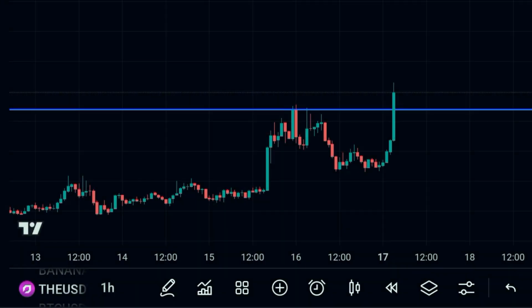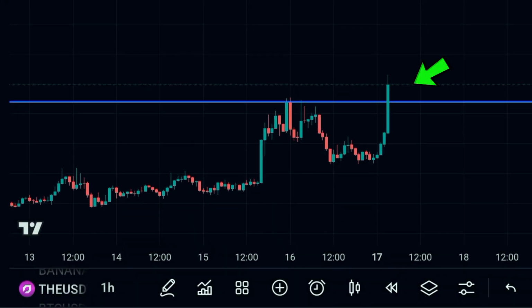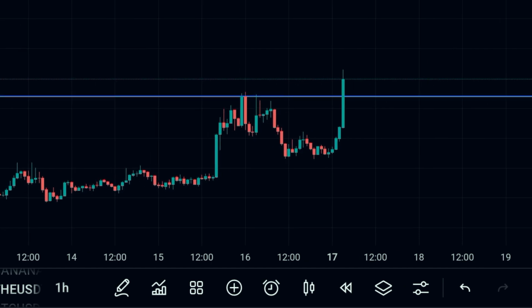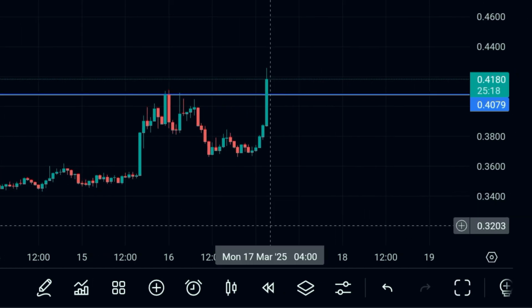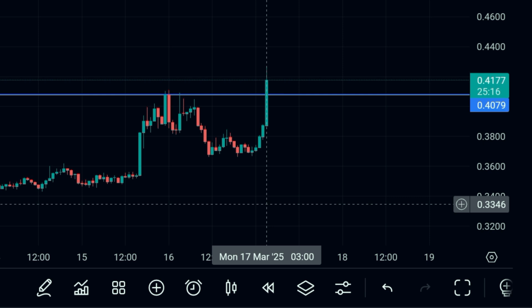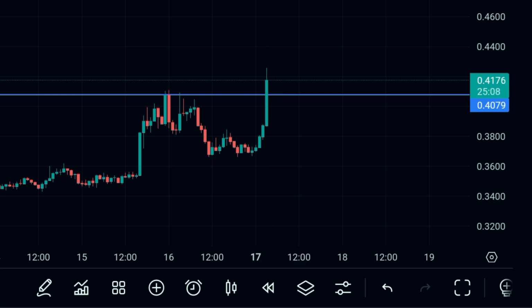After 13 hours, on March 17th, the price hits my target. This coin gained over 10% in just 13 hours. This means that if someone invested 100K in it, they would get 10% of it, meaning 10K, in just 13 hours.